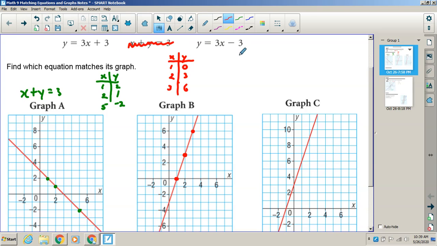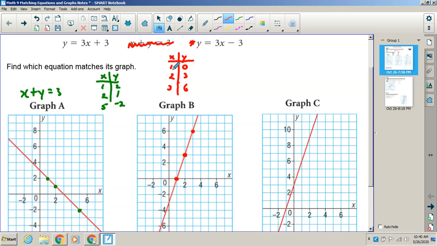So now I've got 2 equations, and I have to figure out which of these equations belongs to graph B. So let's look at y equals 3x plus 3, and let's go through the substitution again. X being 1, so 3 times 1 is 3, plus 3 does not equal 0. 3 times 2 is 6, plus 3 is 9, doesn't equal 3. If I take this x value in, 3 times 3 is 9, plus 3 is 12, so I know that it's looking like it's going to be this one, but I'm just going to double check to make sure it works.